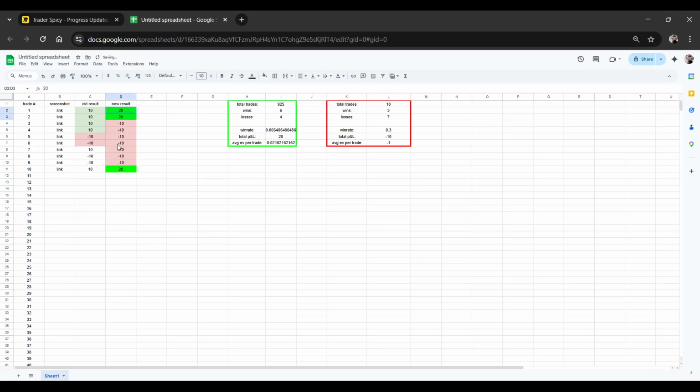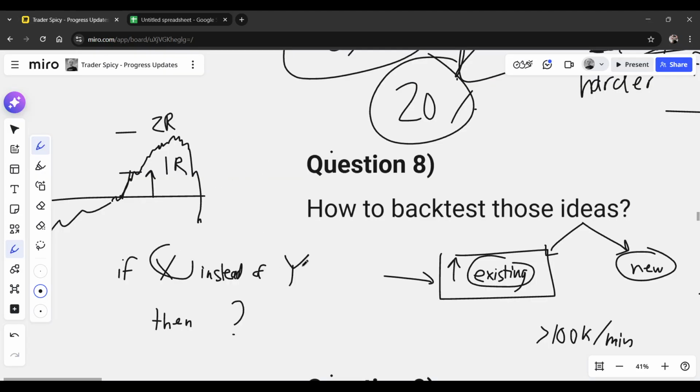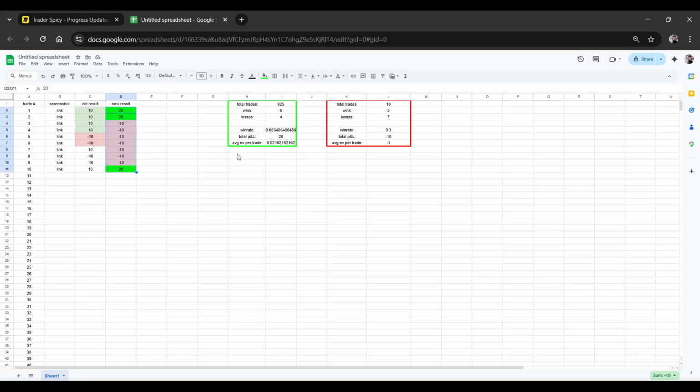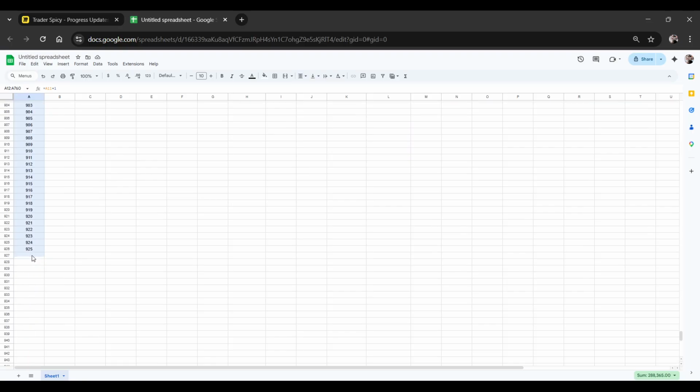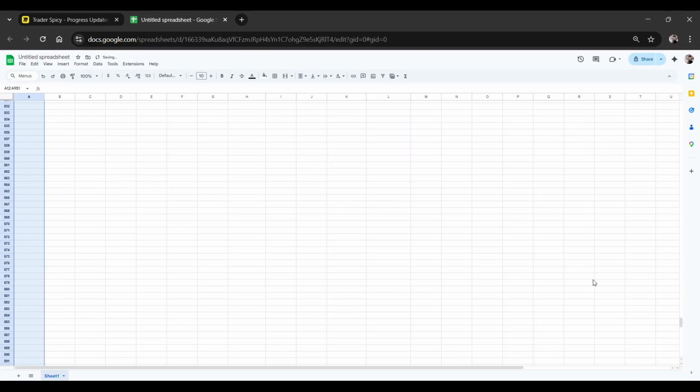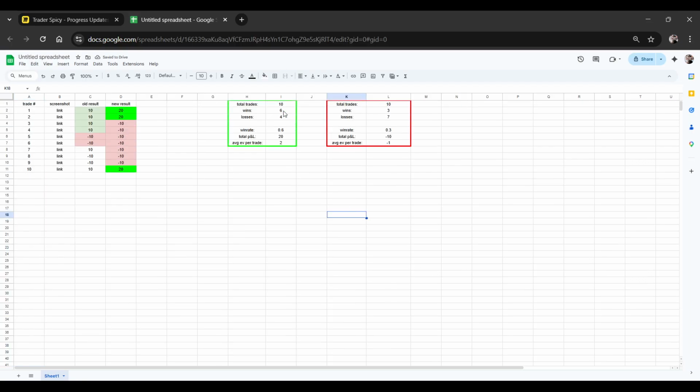Now, once I've filled out what my new result would look like if I was to do X instead of Y, I just simply compare the two results, or I compare the stats of my normal way of trading. So here's my normal way of trading. I'm just going to delete all of this. Okay, so here's my normal way of trading. I would have had 6 wins, 4 losses, so 60% win rate, and my total profit was $20. Therefore, my average EV per trade is $2.